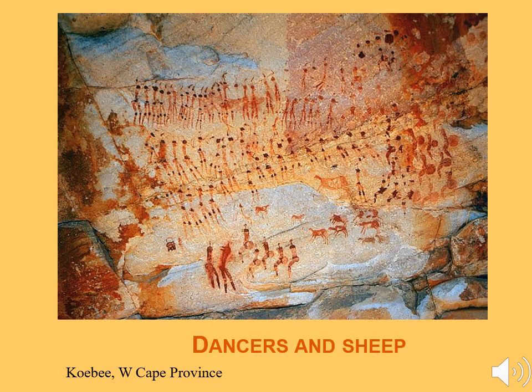This is a relatively more recent painting, because we can see that there are fat-tailed sheep painted here. And the current dates we have for the arrival of sheep in South Africa are around about 2000 BP. So the age of this painting can't really be older than that.